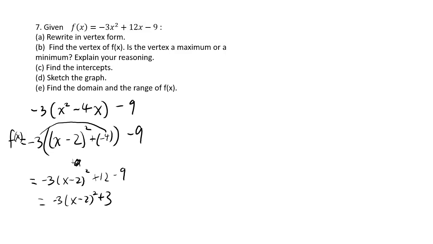Okay, now let's go to the next one. Oh, we already found the vertex. Vertex is (2, 3), right? Is the vertex a maximum or a minimum? Well, this negative 3 in front of x squared says the graph is an upside down parabola, right? If you had positive 3, then you would have a parabola opening up, but because this is negative, it's a parabola opening down. When the graph is opening down, the vertex is the highest point of the graph, and therefore it's a maximum.